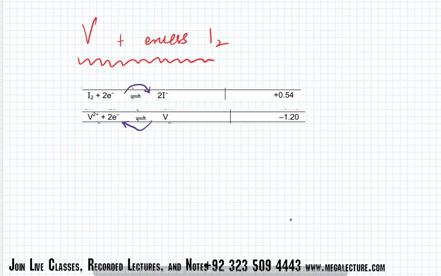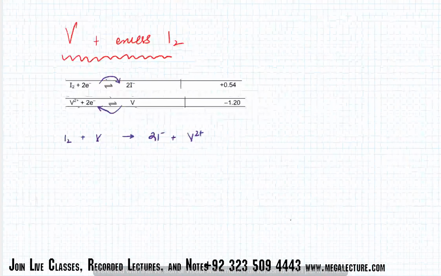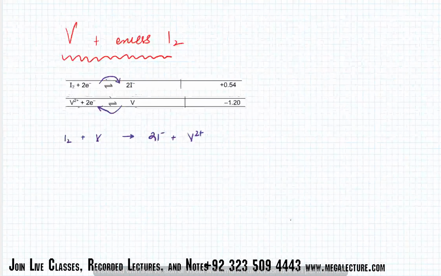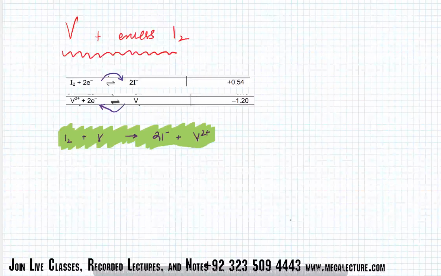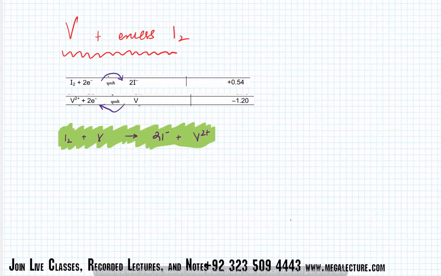Okay, so you got your reaction, right? The electrons are also balanced, so you just add up the reactants. The first reactant is I2. In the second one, the reactant is vanadium. And my product is, in the first one, 2I-, and in the second one, vanadium 2+. The E naught cell is also positive, so you can calculate the E naught cell as well. There's nothing wrong with this, and we got our first reaction.